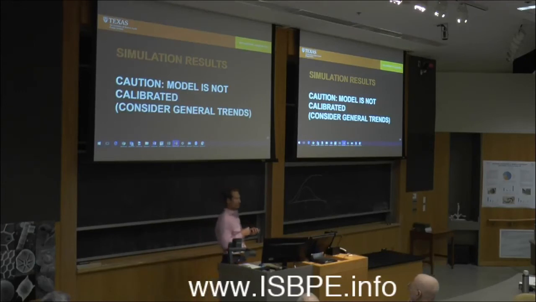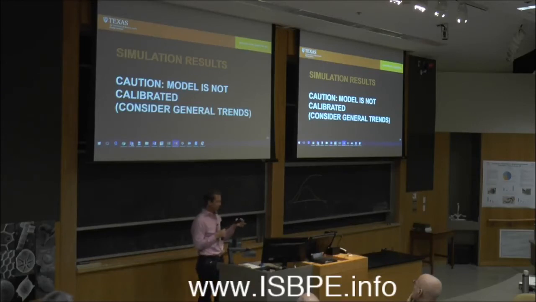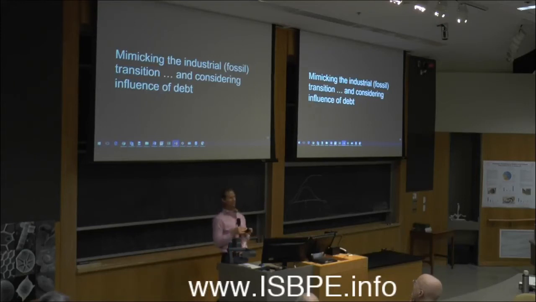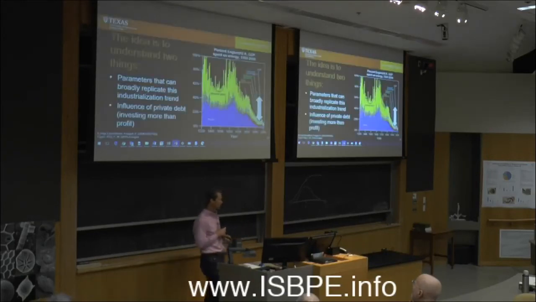So now I'll show some results, and we can think about whether these represent something interesting in terms of the long-term trends. This is not calibrated to a real-world economy or to the world economy, so we can just focus on the general trends that occur here. The idea, again, is to see if this model and certain parameters can mimic the agrarian to fossil transition, if you will, and throw in some ideas of debt-based investment to see if it enhances our understanding of what might be going on at some time.